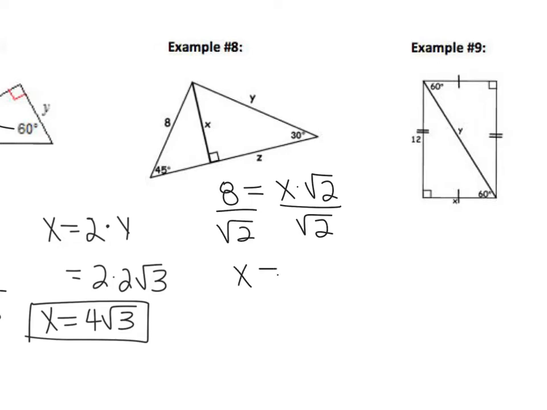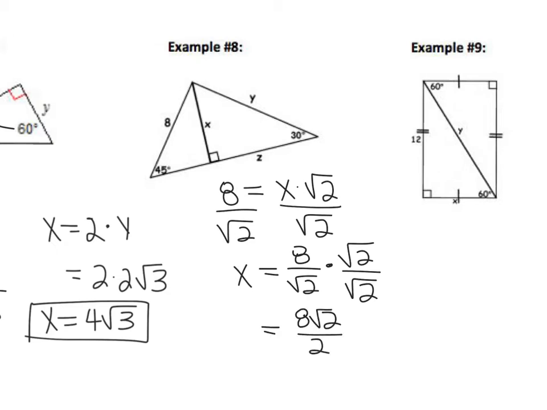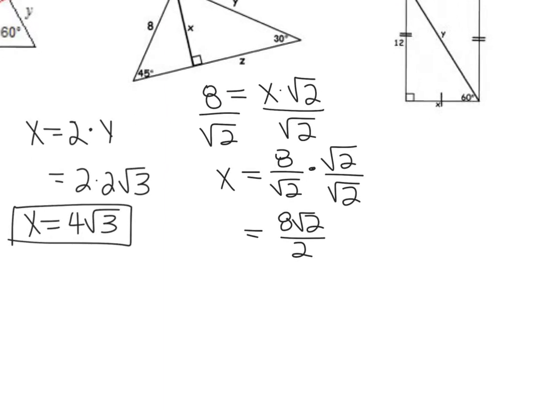We get x equals 8 over square root 2, which we don't like dividing by the square root, so we're going to multiply the top and the bottom by the square root of 2, and we get 8 times the square root of 2 over 2, and 8 divided by 2 does simplify, so we end up with x equals 4 square root 2.